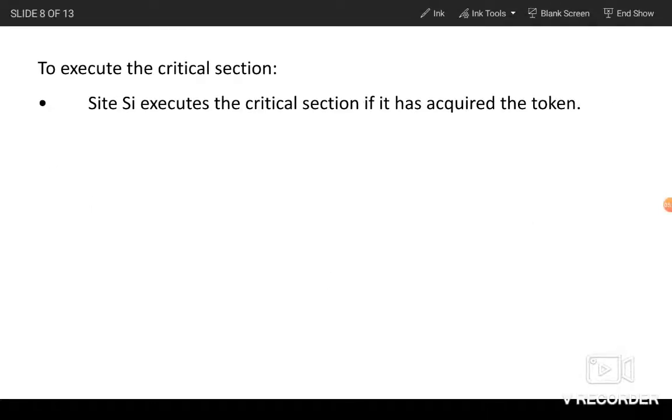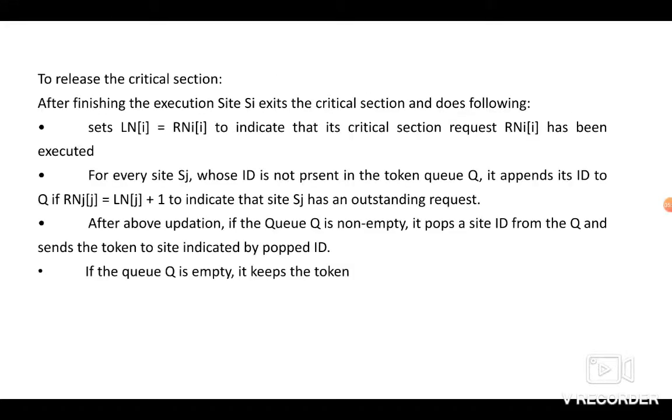To execute the critical section, Si needs the token. Once the token is obtained by the site Si, it can immediately enter the critical section. To release the critical section, that is, after Si has executed its process, Si releases the critical section and has to update the following things. It sets LN of i equal to RN i of i to indicate that its critical section request has been executed. LN of i, don't forget, is the last executed sequence number.